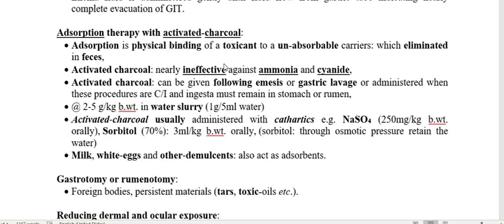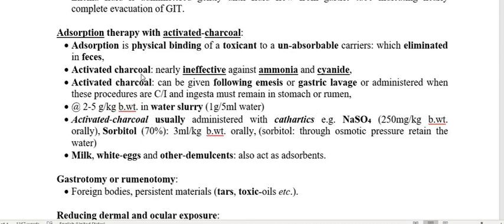and thereafter, once all these toxic substances of the poison get adsorbed onto the activated charcoal, we have to remove the activated charcoal from the GI tract by giving a purgative or cathartic. So adsorption therapy is always run simultaneously with a cathartic or purgative, because when you are adsorbing the poison or toxicant, you have to remove it from the GI tract as well. For that you have to give the purgative or cathartic.